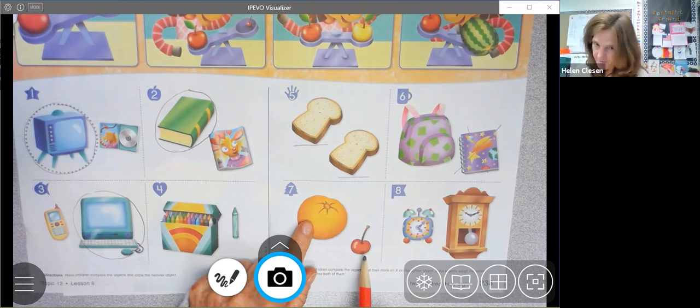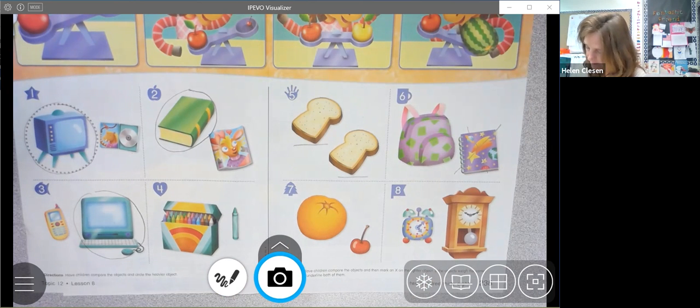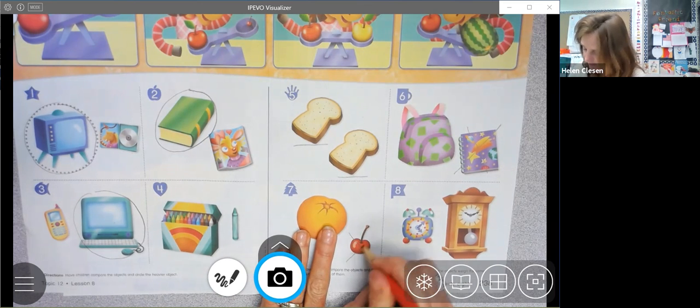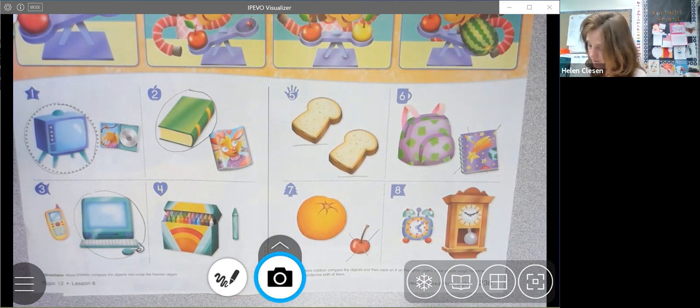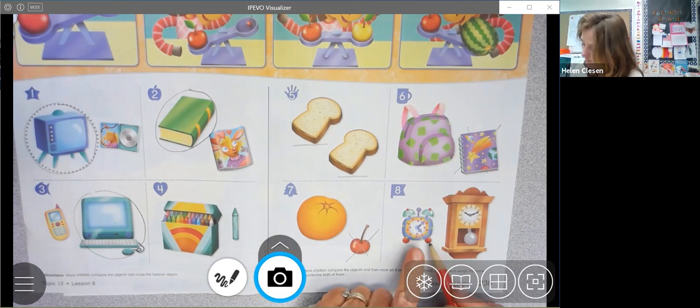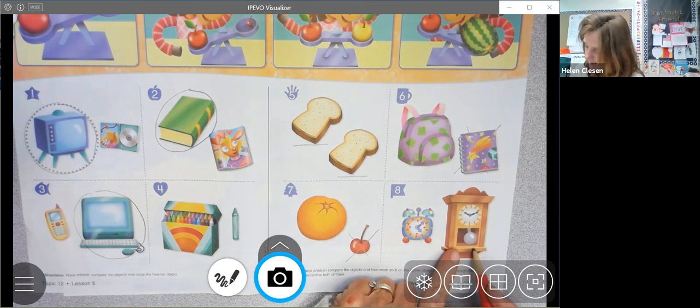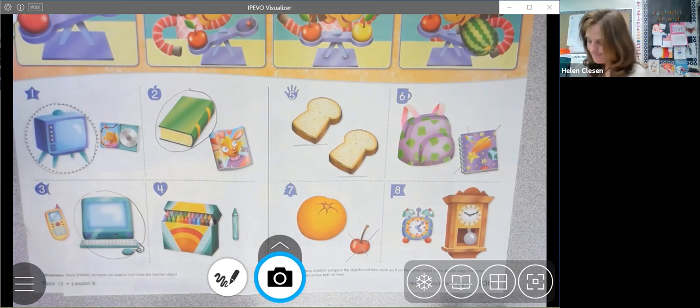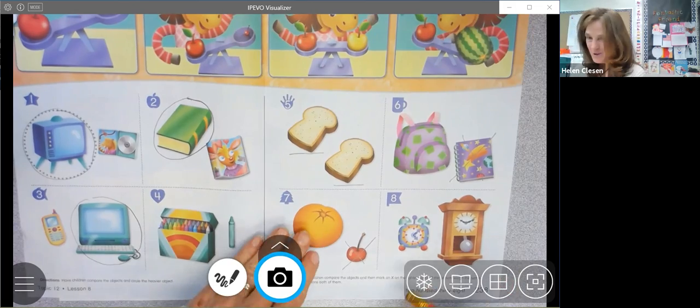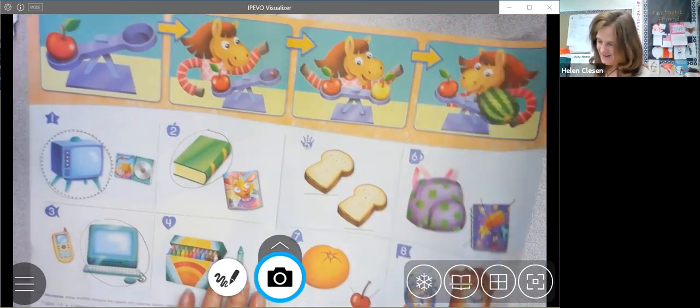Here's an orange and here's a cherry. Which one is lighter? I'm going to say my cherry is lighter than an orange. You do this one. Which one is lighter? Is it the little alarm clock or the big clock that hangs on your wall? This guy is lighter than this guy. So which one gets the X? You can do it. You're right, it's this one.